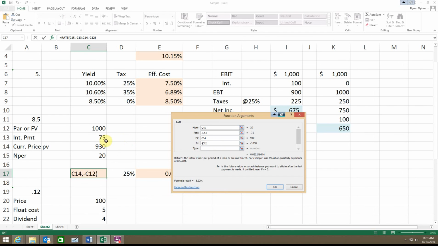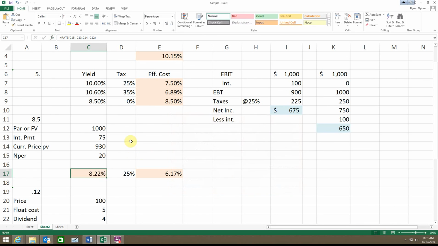So I'm looking at it from the company standpoint in this case, right? They're paying out $75 a year. They're going to have to pay out this $1,000 at the end. This is technically what they would get in the marketplace, although that's not really the case, but it gives us a rate anyhow of 8.22%. So that's the current market rate, 8.22%.